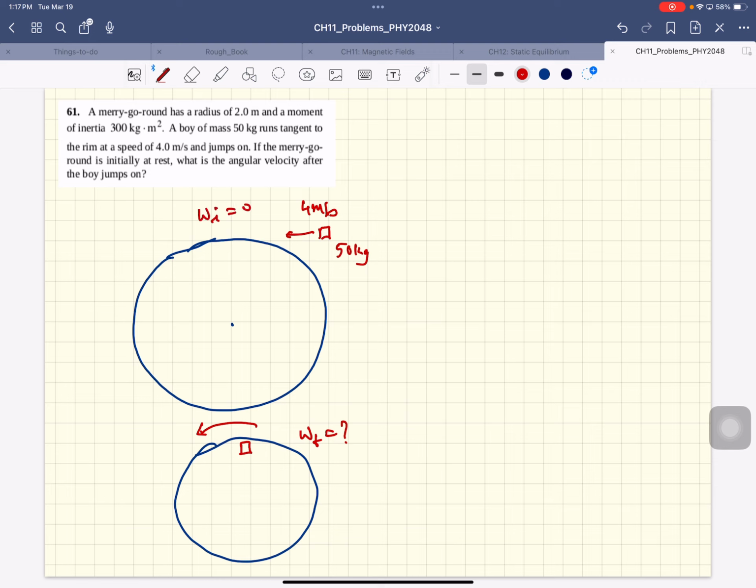This is conservation of angular momentum, right? Yep. So this is a collision problem. In linear collision, linear momentum is conserved. Here, angular momentum is conserved. So L initial equals L final. In this collision, angular momentum is conserved.